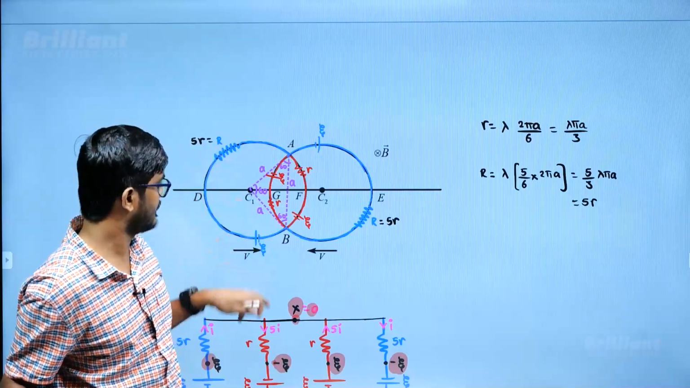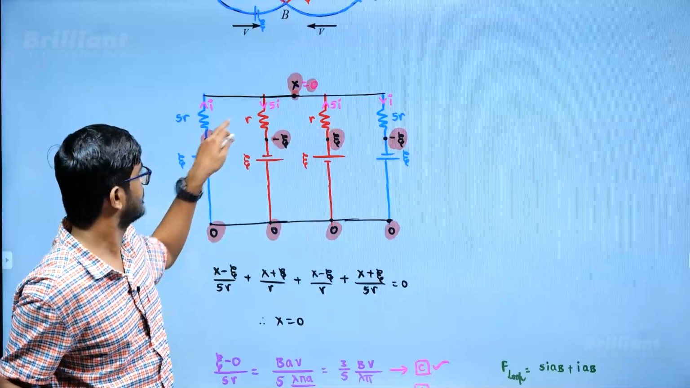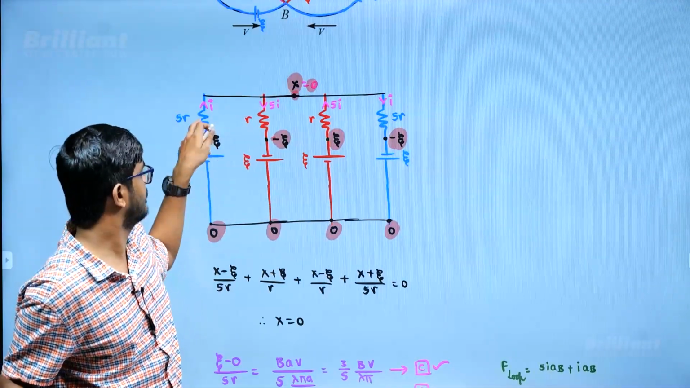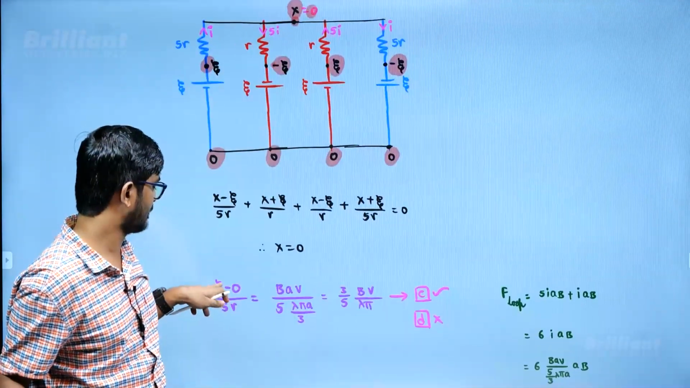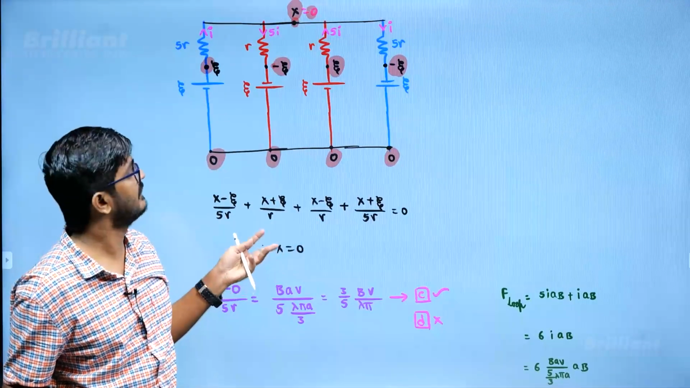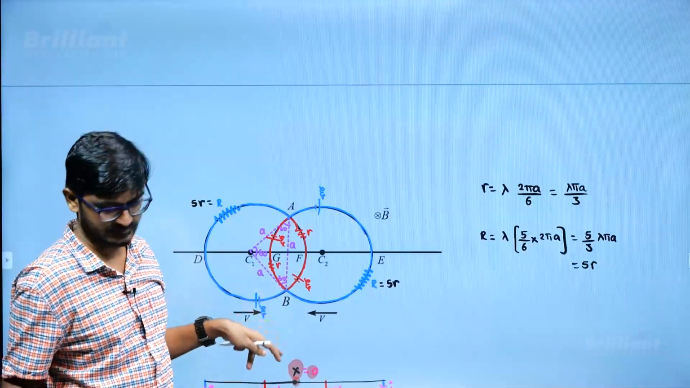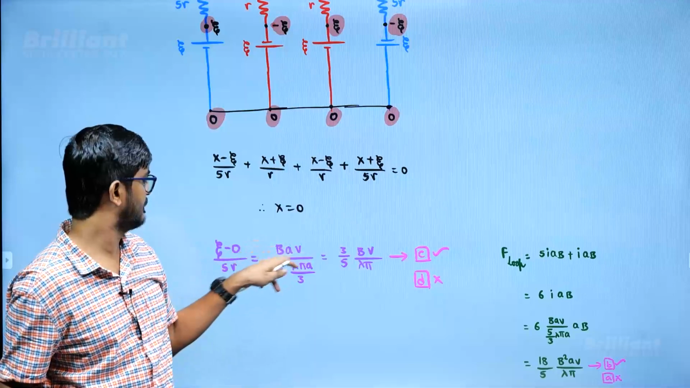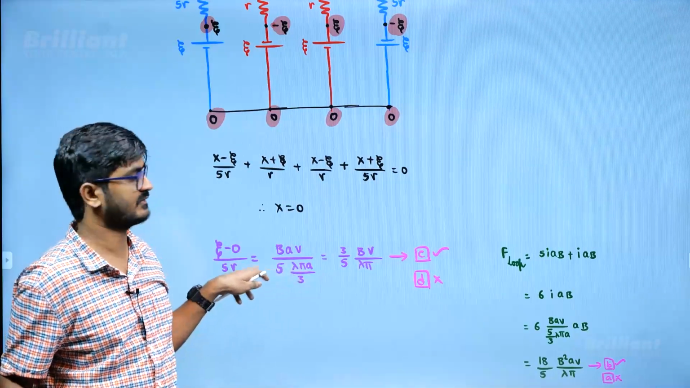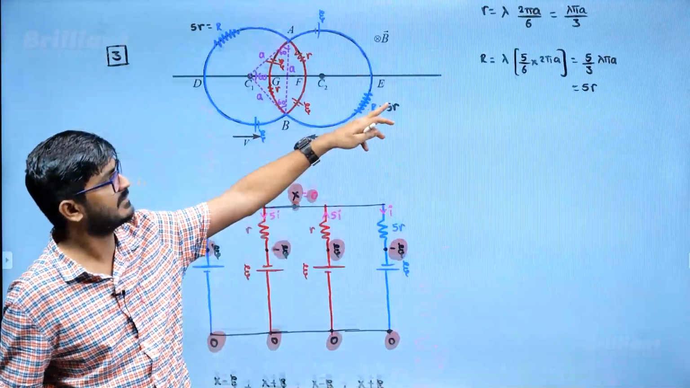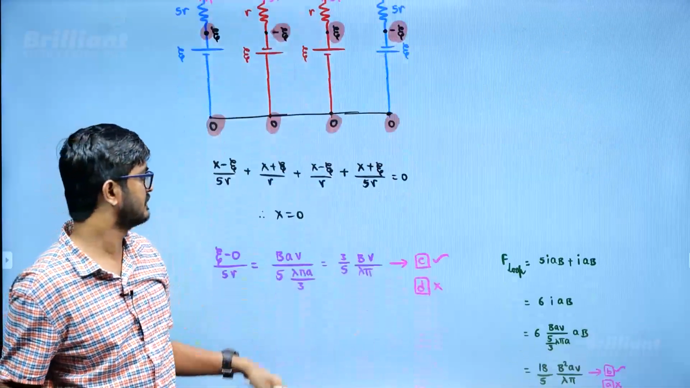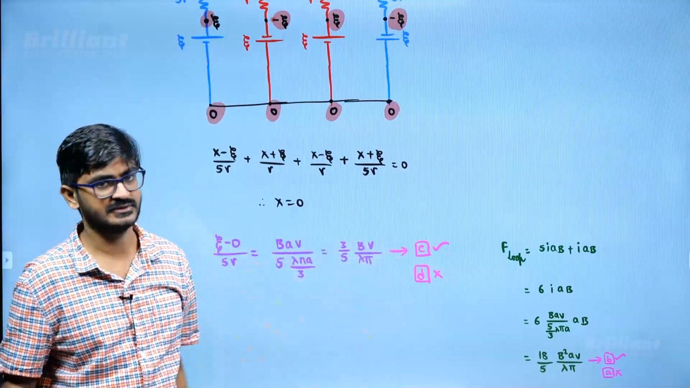Current in BDA is the current in the last one. That is (E minus 0) by 5R. What is E? E is BLV, where effective length is A. So BLV by 5 times the resistance R. Resistance R is lambda into pi A by 3. So when you substitute, you will get option C as correct, option D as wrong.